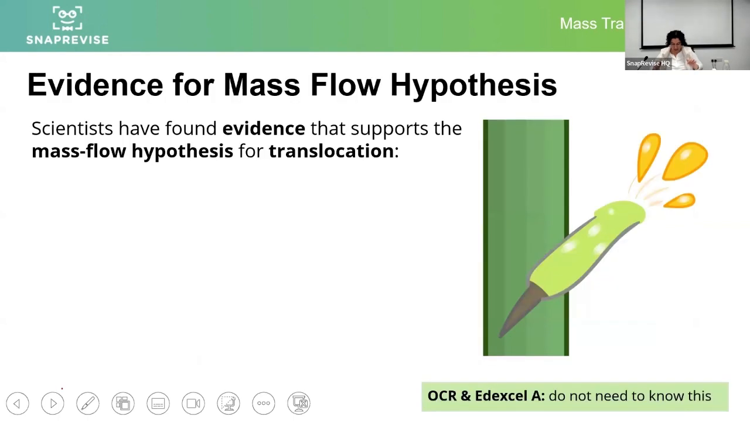Let's go to the very last bit for today, which is the experimental evidence to support the theory of mass flow, or the hypothesis of mass flow. And we're also going to do the cohesion tension theory. So, what are the scientists? What is the evidence?